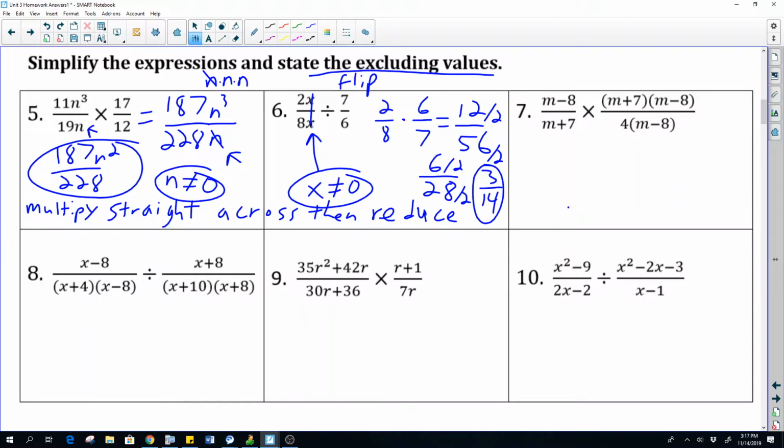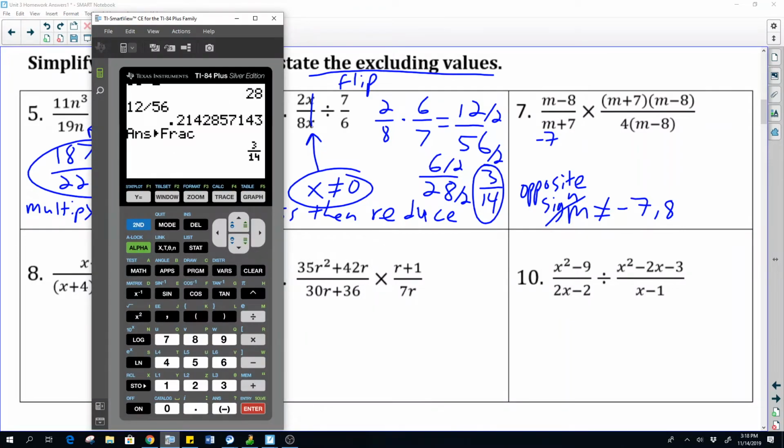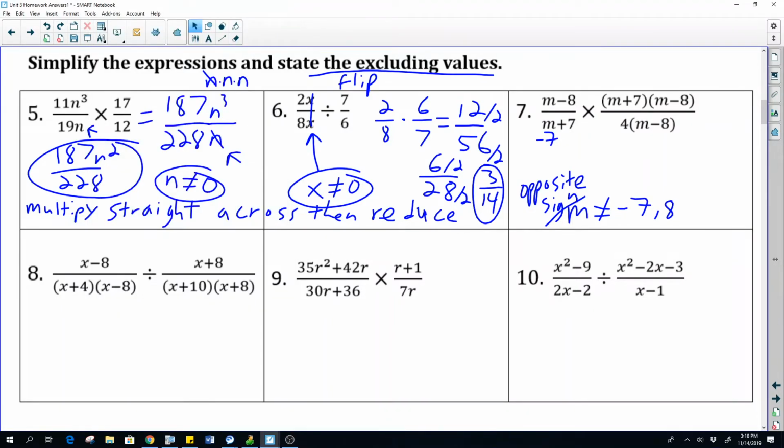So then we want to write our exclusions first. So m can't equal. Remember, it's the opposite sign of that number. That's what makes it 0 in the bottom, right? So not a negative 7, or not a positive 7, but a negative 7. And then this one would be a positive 8, right? Positive 8, because 8 minus 8 is 0, and you can't have 0 on the bottom. That's an exclusion, because you can't divide by 0. Remember that part? Like, for example, 8 divided by 0. Yeah, can't do it. Error in your calculator. There we go. Okay, so those are exclusions for points there.